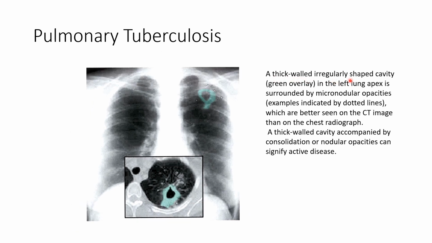A thick-walled, irregularly shaped cavity (green overlay) in the left lung apex is surrounded by micronodular opacities, examples indicated by dotted lines, which are better seen on the CT image than on the chest radiograph. A thick-walled cavity accompanied by consolidation or nodular opacities can signify active disease.